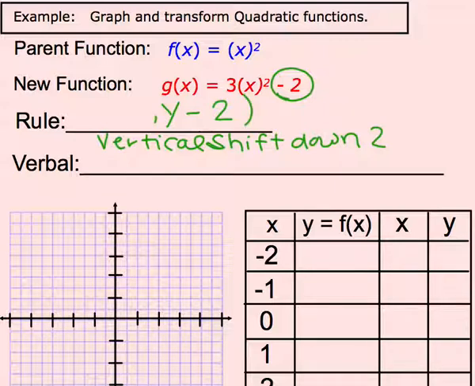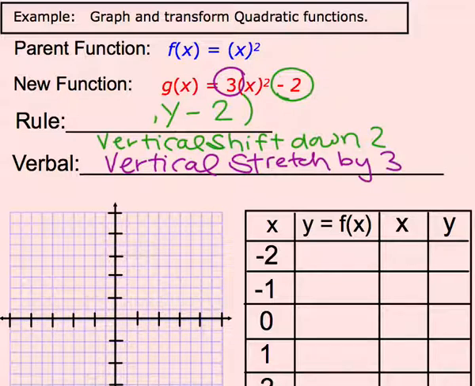So we are going to change the rule for our y's from its parent by subtracting 2 from all of the y's. All right, the next thing is we have a multiplier of 3. That's also outside the function. It affects all the y values. The number is greater than 1, so it is a vertical stretch by 3. So we're going to be multiplying all the y values by 3. And we're not going to do anything with any of the x's.